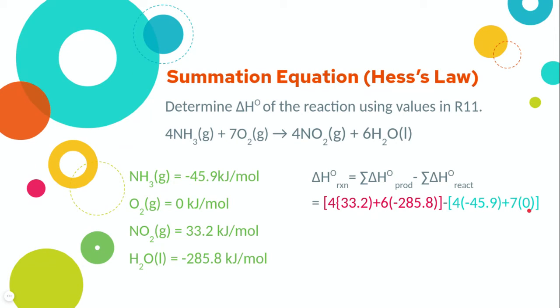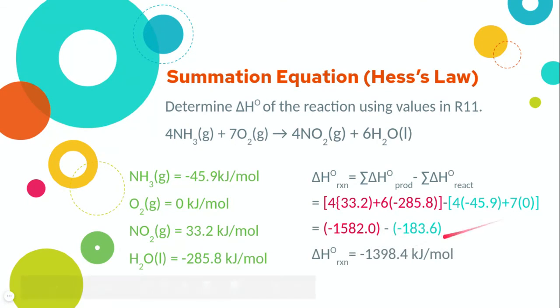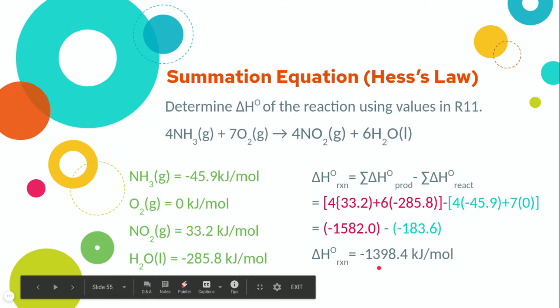Well, why in the world is oxygen 0? Remember, elements in their standard state have a heat of formation of 0. That's because it requires 0 energy for it to exist naturally. So then you're just going to do the math. And your final answer is negative 1,398.4 kilojoules per mole.